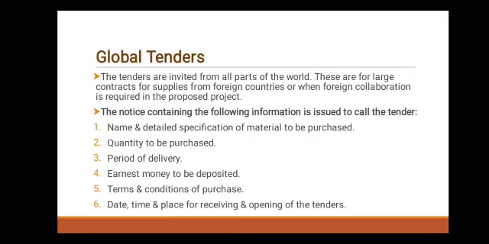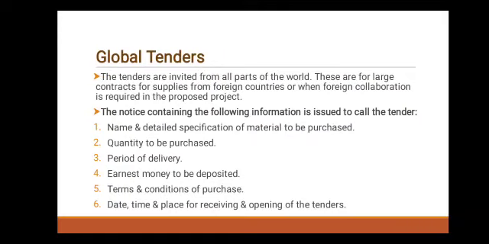Fifth, global tenders. The tenders are invited from all parts of the world. These are for large contracts of supplies from foreign countries or when foreign collaboration is required in a proposed project. The tenders are invited from the various suppliers or firms which deal in the supply of items which are required to be purchased.